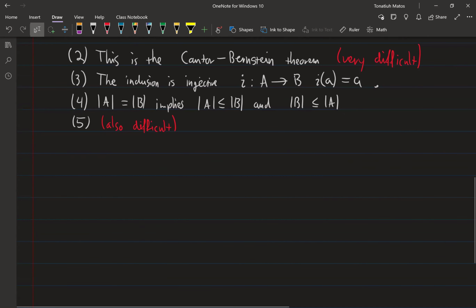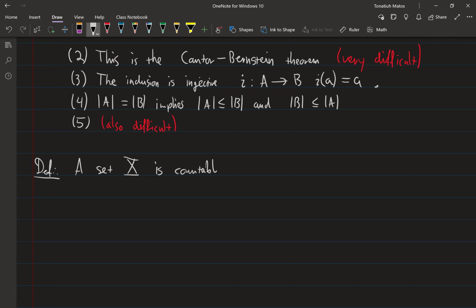Okay, so let me give you one more definition that we can play around with, and then we will do a lot of examples so you know how you prove things in this context. The definition: a set, let's call this X, because why not, is countable if the size of X is at most the size of the natural numbers. You know what this symbol means. It means there's an injection from X to the naturals, right?